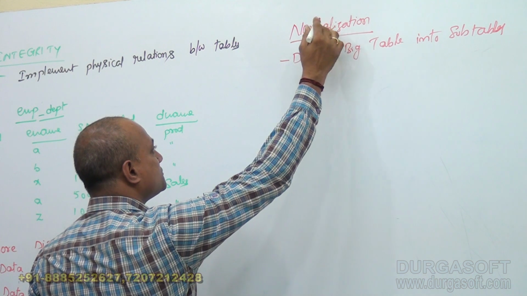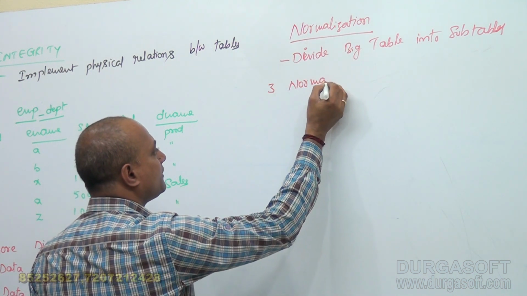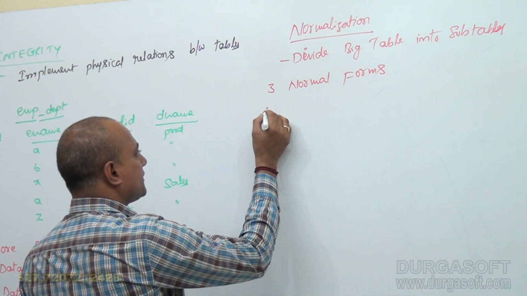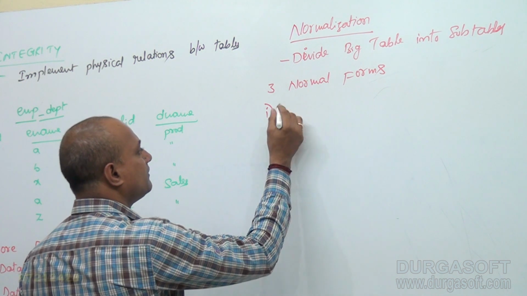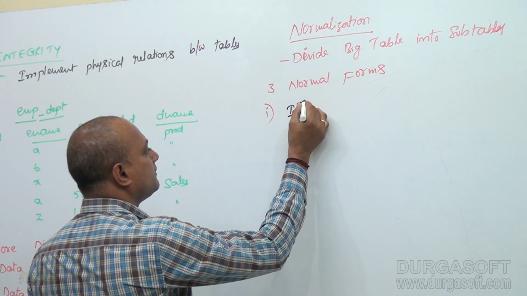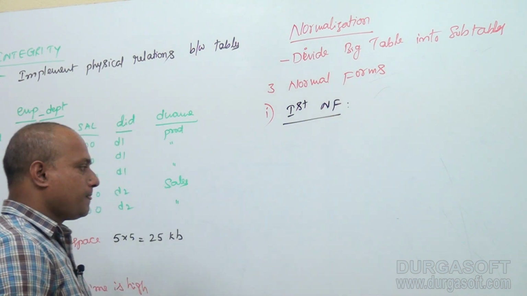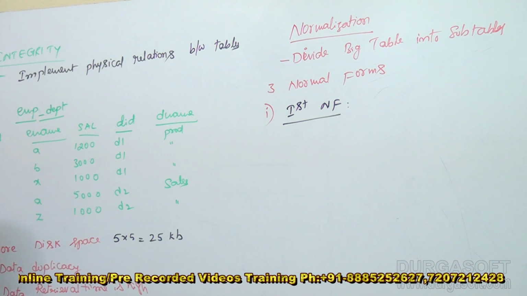Here, normalization. I am explaining the 3 normal forms. What is the first normal form? The first normal form is to divide the big table into subtables based on repeated groups of data.